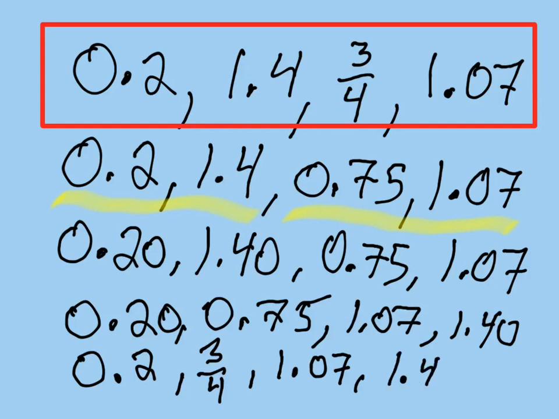So to put numbers in order, I write them as a decimal. I append zeros if needed, so that way they all have the same number of decimal places. I then put them in order, and then rewrite them as their original numbers. And that's how you do that.